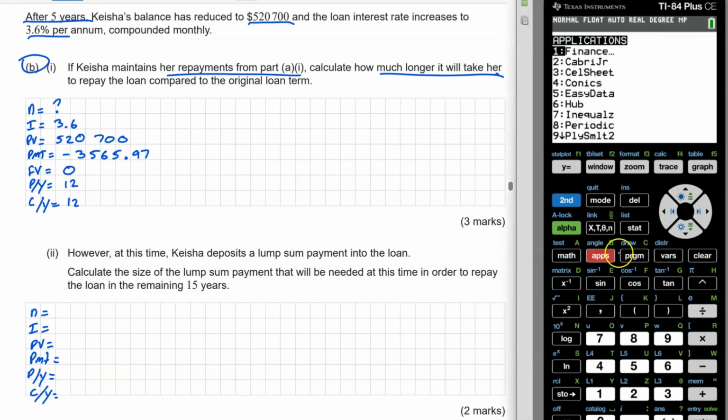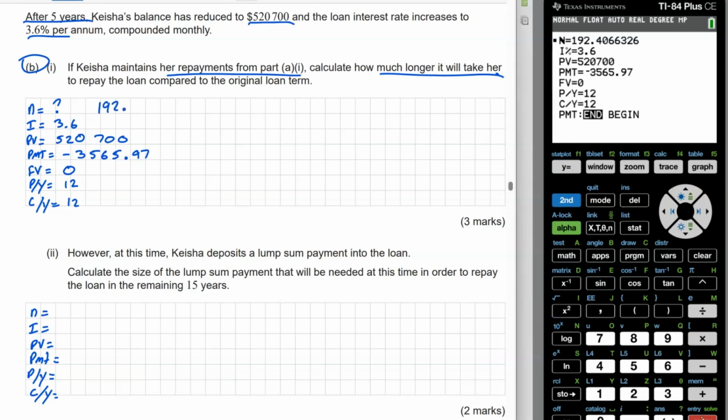Okay, so we're going apps, we're going to finance, TVM solver. N is what we're trying to find, so I'll just zero it off for now. We've gone up to 3.6% interest. The loan is now at 520,700. Those repayments are fine. The future value is fine. Okay, so we get here that N is 192.41 months.